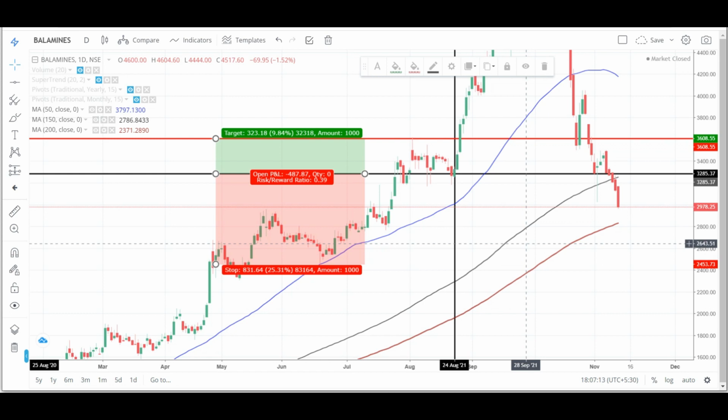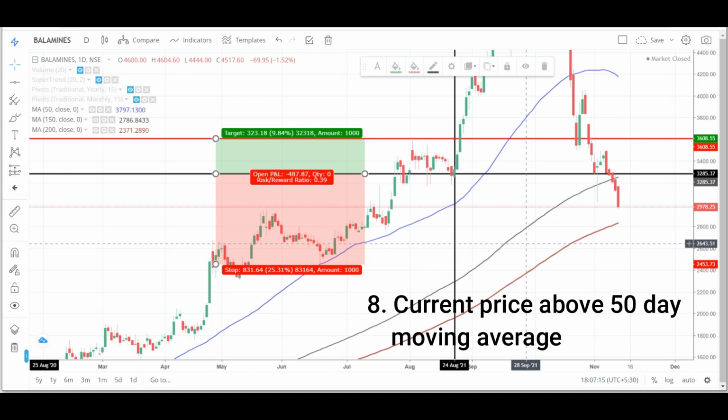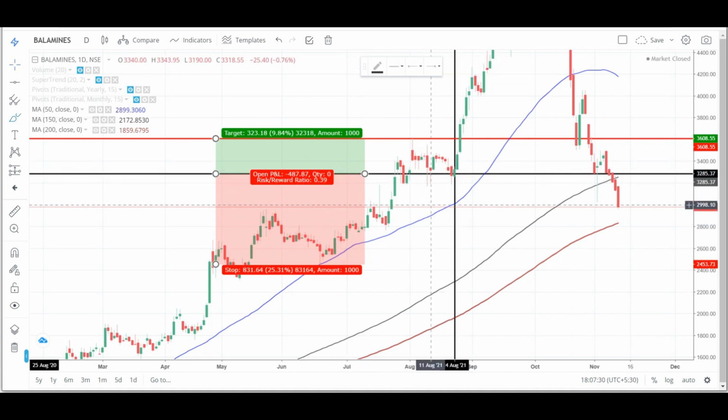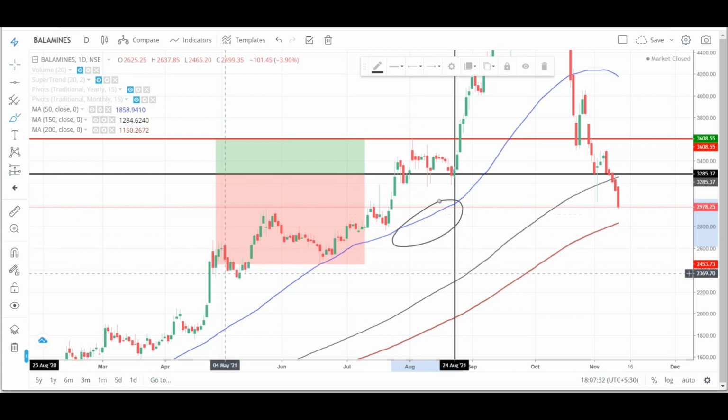And the eighth criteria is the current price is trading above the 50-day moving average as the stock is coming out of the base. Clearly you can see that the stock price is above the 50-day moving average. The 50-day moving average is this blue line. So the stock price is above the 50-day moving average.